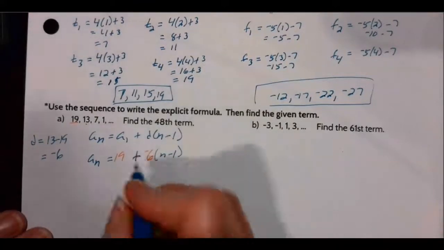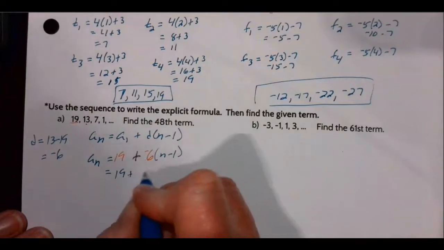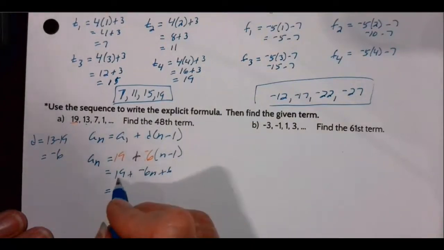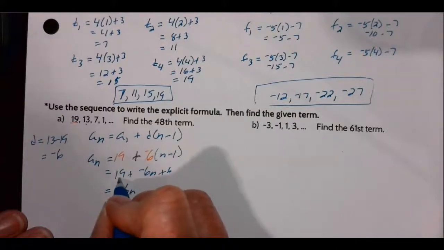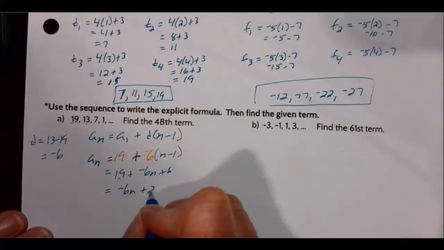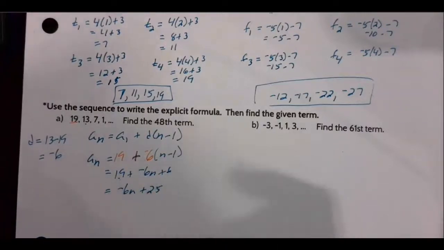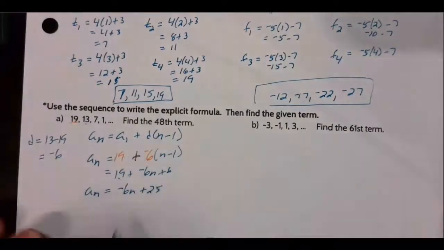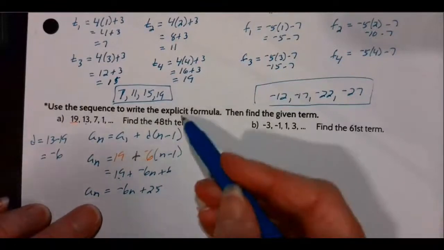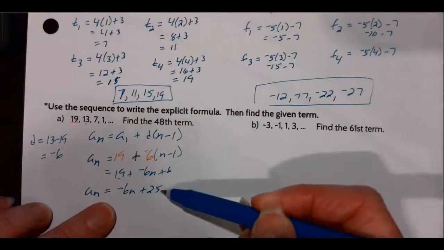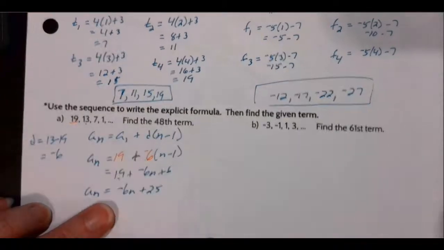So I'm going to simplify all that. So I get 19 plus, distribute here, negative 6n plus 6. And I get negative 6n, 19 plus 6, 25, I'm pretty sure. Yes. Okay, so this is my explicit formula in simplest form. Here's my explicit formula, but here's my explicit formula in simplest form.